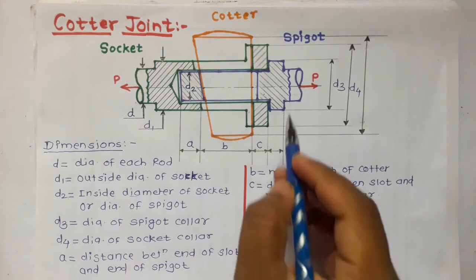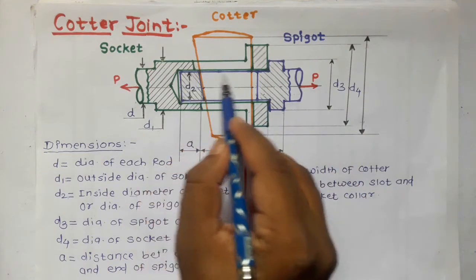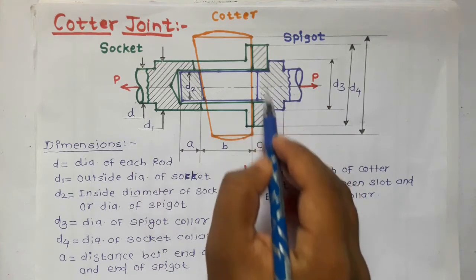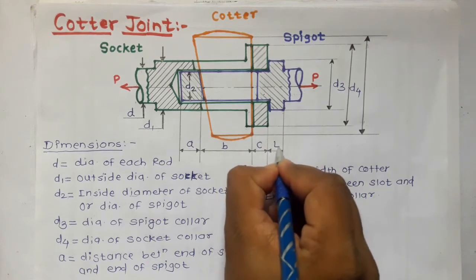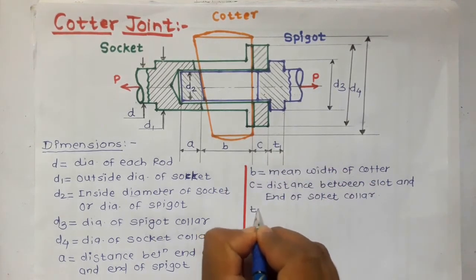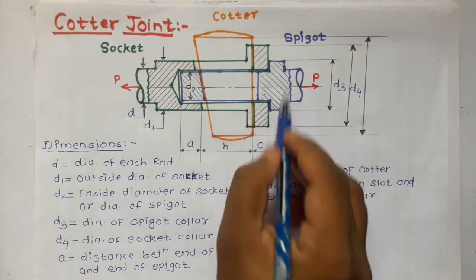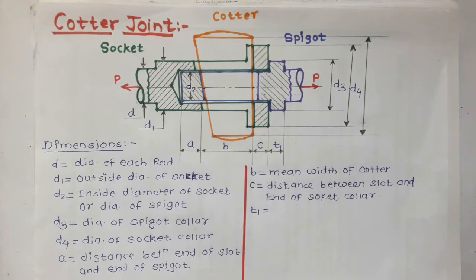So let us write this. Now the next dimension is for spigot collar. This blue color line indicates the spigot, and this is the spigot collar, and its thickness is denoted by small t suffix 1. So let us write this small t1, which is equal to the thickness of this spigot collar.